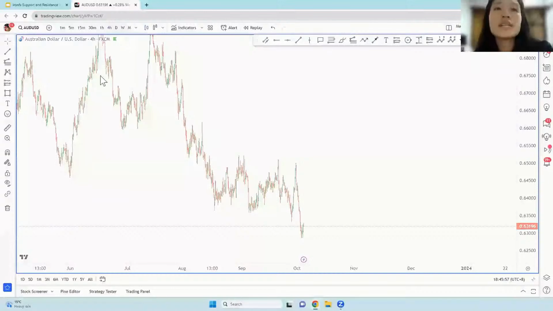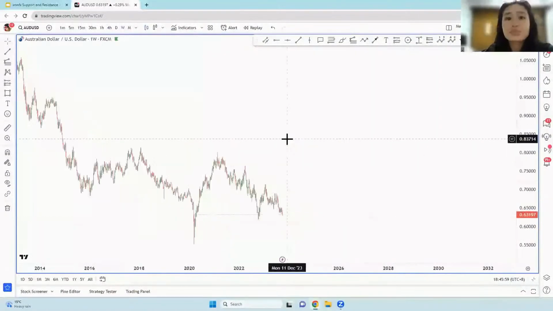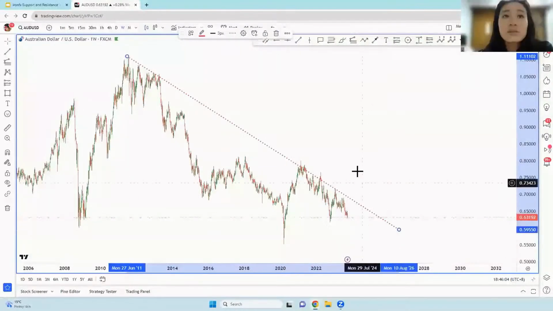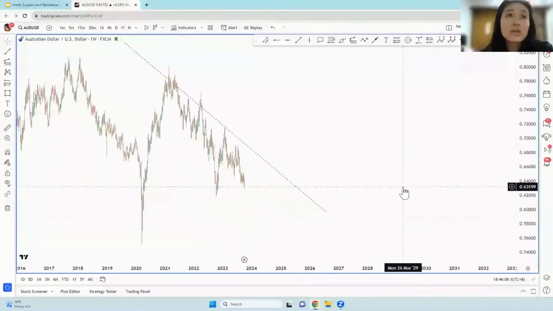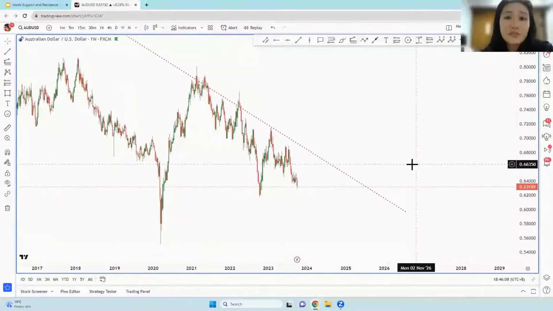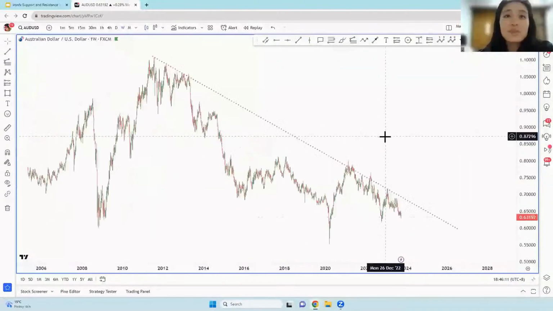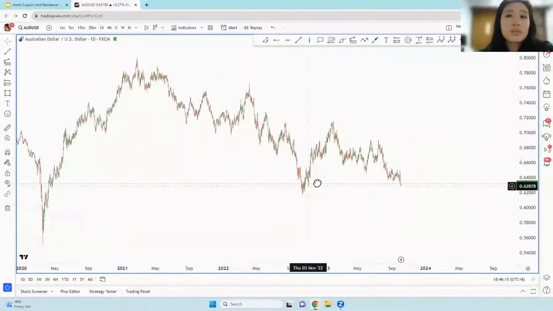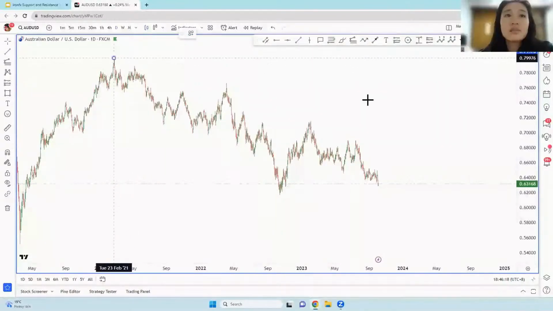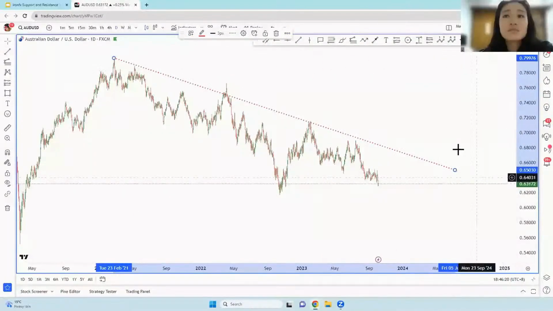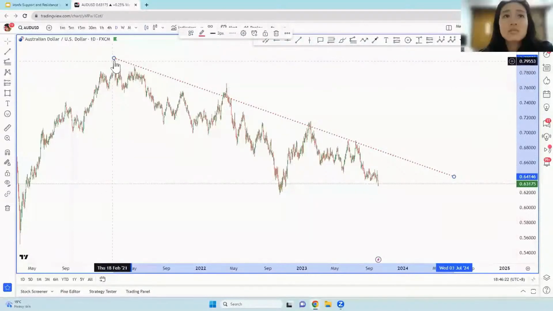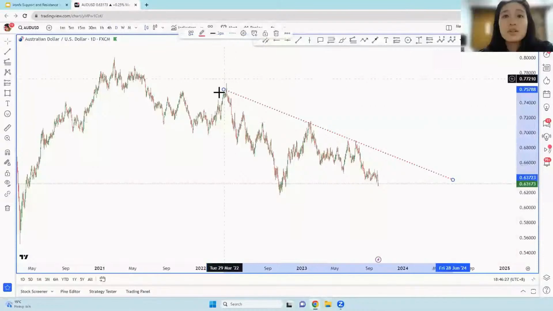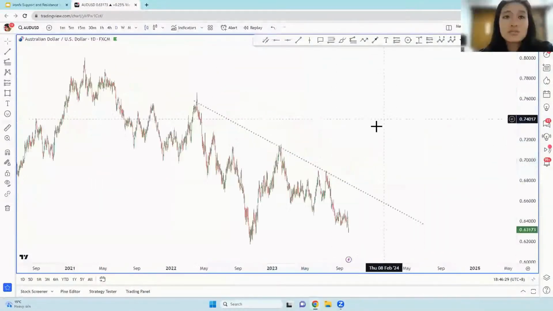Okay, same thing, I'm going to analyze this on a weekly chart. Let's see. Yep, we have a descending trend line on our weekly time frame. Next, if we take a look at our daily time frame, also a descending trend line here. Remember the three touches here.